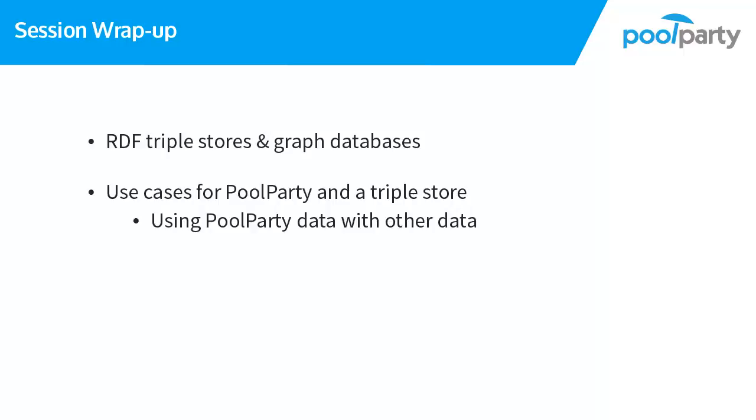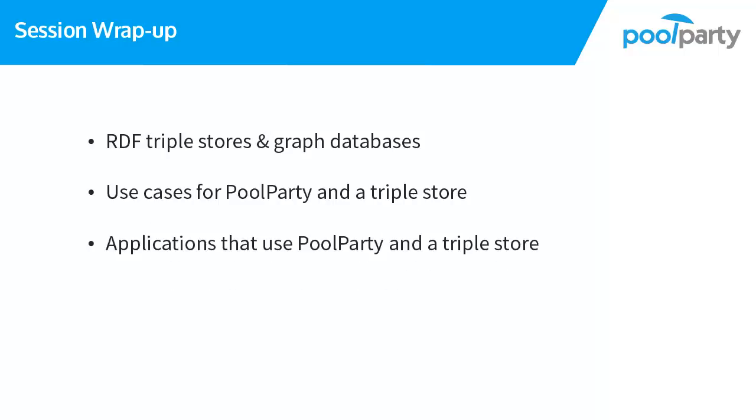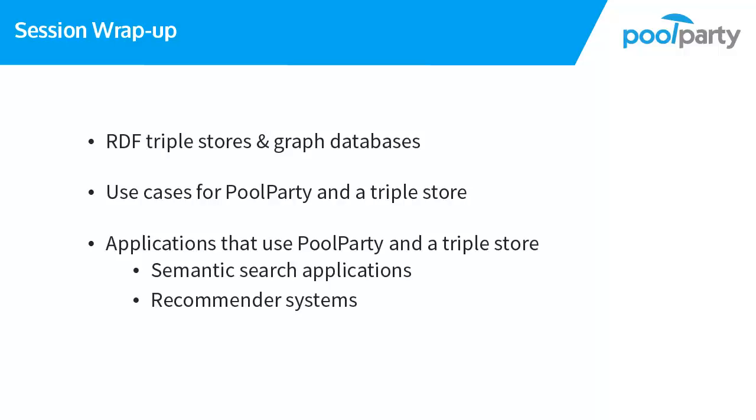As a second use case, we talked about performance improvements that can be achieved by using an external triple store to support PoolParty in the processing of large text corpora. This can speed up the corpus management feature in PoolParty. A third category of use cases is characterized by the utilization of specific features of individual triple stores. We also talked about applications that can be built on top of a PoolParty plus triple store architecture, semantic search applications and recommender systems. It is possible to build a wide range of other applications on top of such an infrastructure, depending on the specific requirements of your use case.